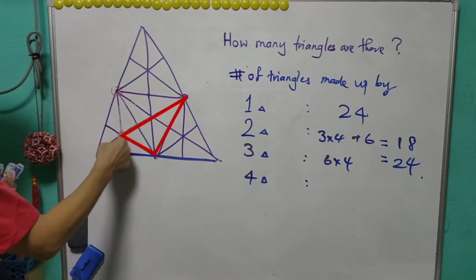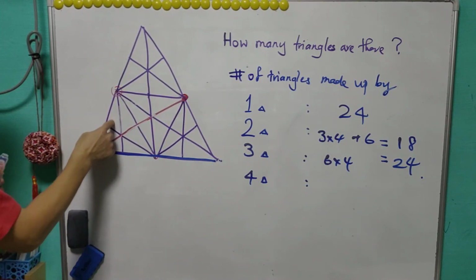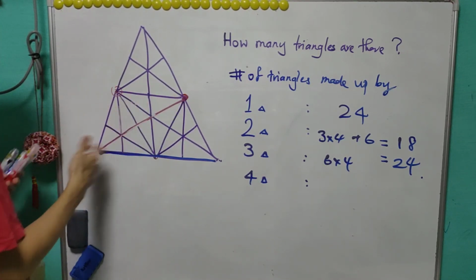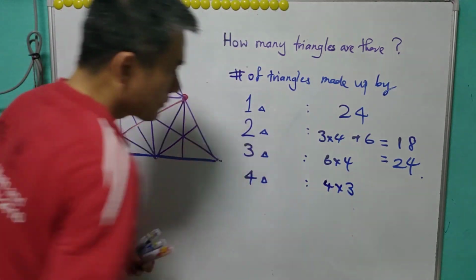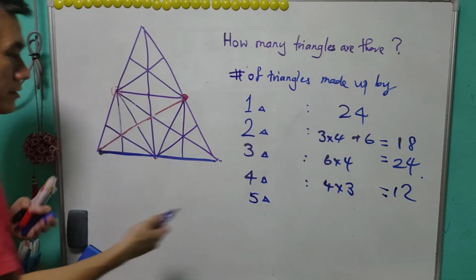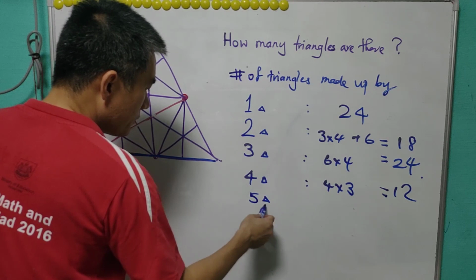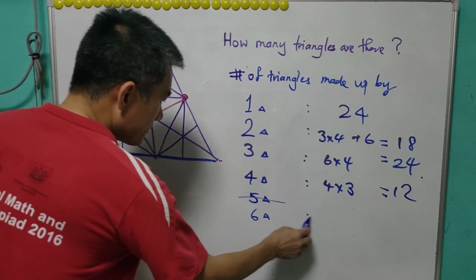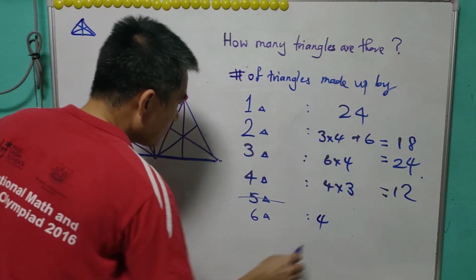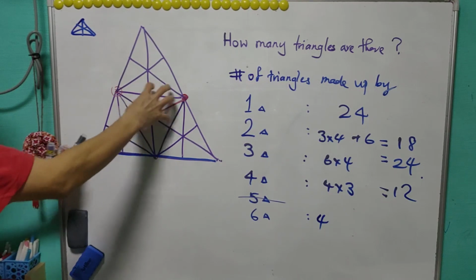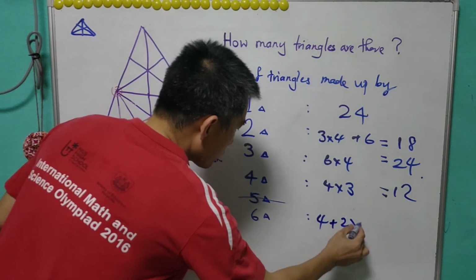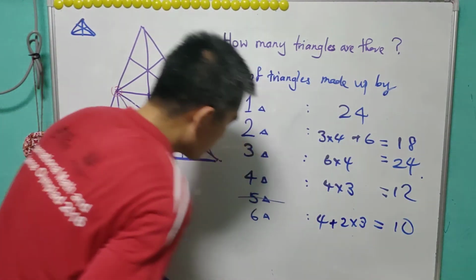1, 2, or 1, 2, 3, 4, 1, 2. So there are 4 from each side. So it will be 4 times 3. That is 12. And we look at the number of triangles. If it's made up by 5, it is not possible. If made up by 6, it will be this smallest unit, and you have 4 of them. Or it can be some overlapping between 2, 1, 2, 3, 4, 5, 6, 1 and 2. So it is 2 times 3. So the total will be equal to 10.